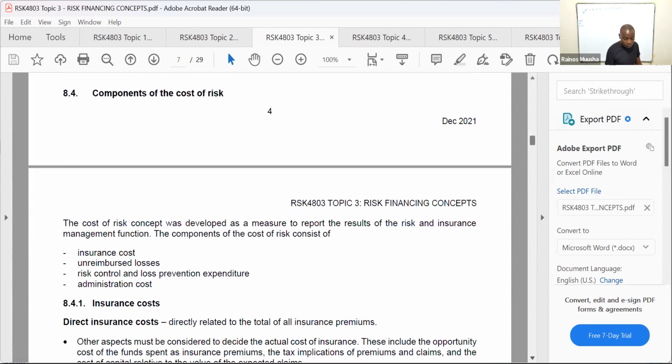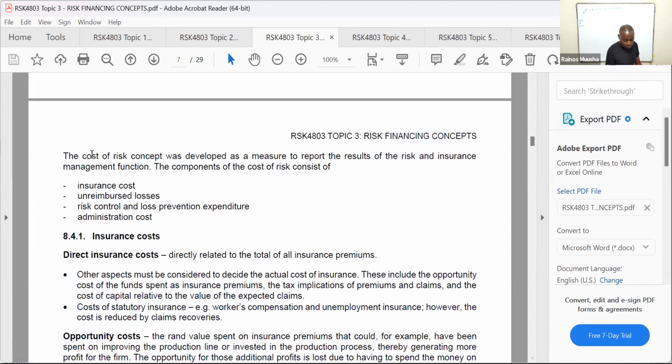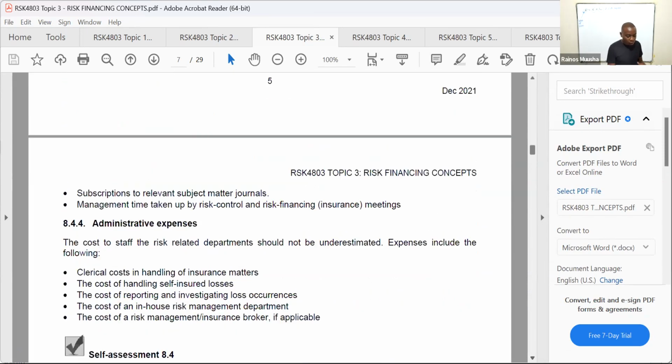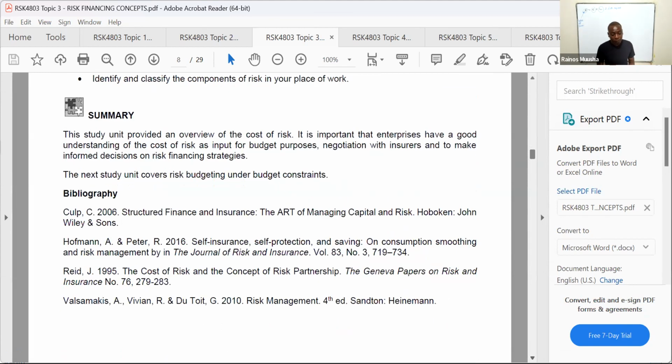Then they also look at the components of the cost of risk, where they say the 4 components of cost of risk are insurance cost, unreimbursed losses, risk control and loss prevention expenditure, and administrative costs. Here, they'll go on and explain in detail what these components are.